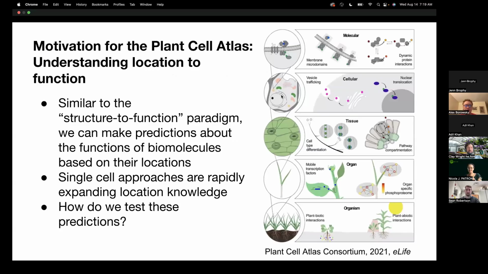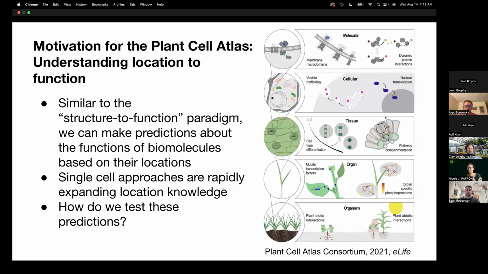So the motivation for the plant cell atlas is really understanding the location to function paradigm. It's similar to the idea of structure to function. If we know the structure of something, we can make predictions about what its function is. The idea is if we know the locations of biomolecules, we can predict what their functions might be.